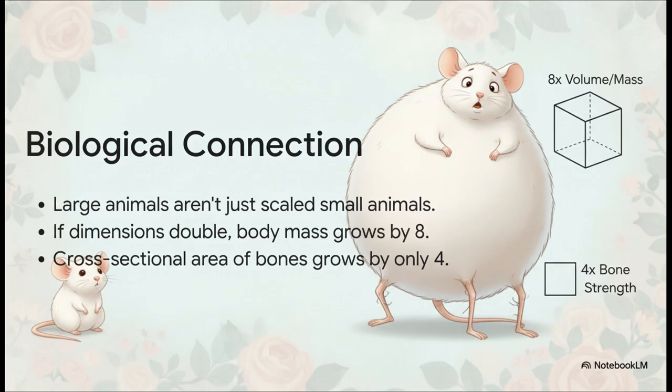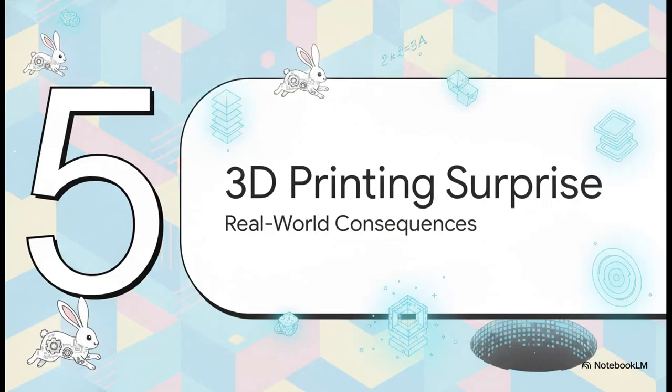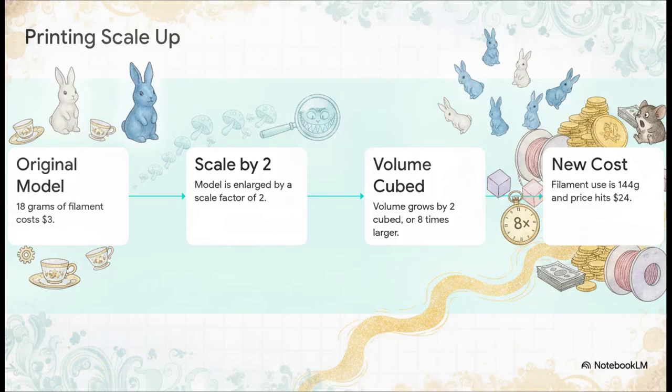Giant enlarged Alice in Wonderland creatures would literally collapse under their own weight, because their mass grows drastically faster than their bone strength. No way around the math. Let's bring this rabbit hole back to modern reality. Here comes the 3D printing surprise, and its real-world consequences. Let's see how this volume explosion builds a massive hidden cost right on your desk.